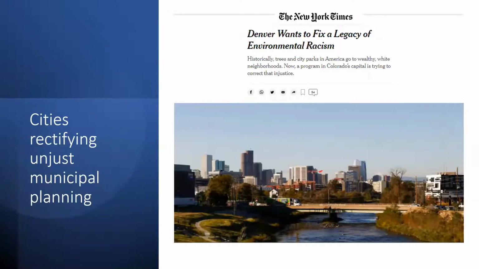Some other really exciting outcomes lately are cities working to fix these legacies of environmental racism. Denver is one of these cities, and officials there are working to rectify historical inequities of having more green spaces near white communities and less near communities of color. They enacted an environmental tax to fund purchasing land for new parks, repairing playgrounds, creating recreation centers, and planting trees in areas that have minimal shade. Through this, they're correcting decades of discriminatory municipal planning practices.